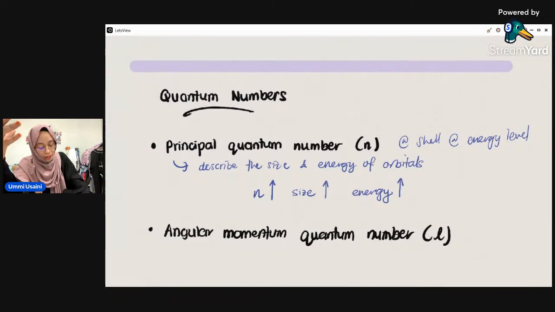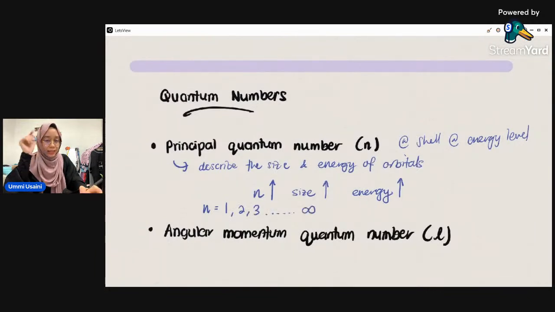What about the value N can be? Okay, so paling kecil value N kita adalah 1. Okay, value dia adalah 1 followed by 2, 3 and so on sampailah infinity. Okay, so ini untuk kita punya principal quantum number. It define the size or the energy of the orbitals.